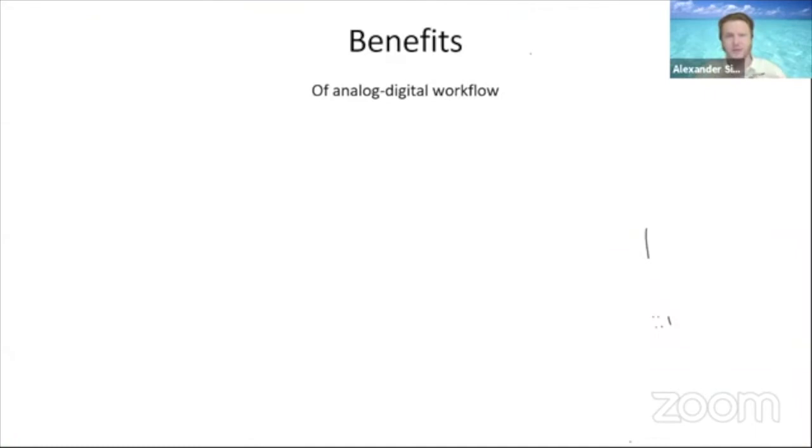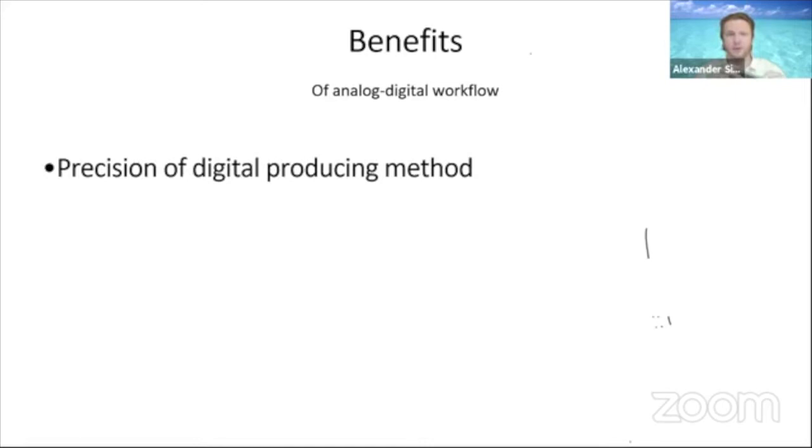And of course, we have some benefits of the analog digital workflow. First, precision of the digital producing method. It's not a secret that the digital producing method is very near to the analog producing method when we speak about precision. In most cases, it's more precise than analog. And we can check at any stage of production, we can check our crown, and we can step back and remake our crown or change the design of our crown to get great precision.